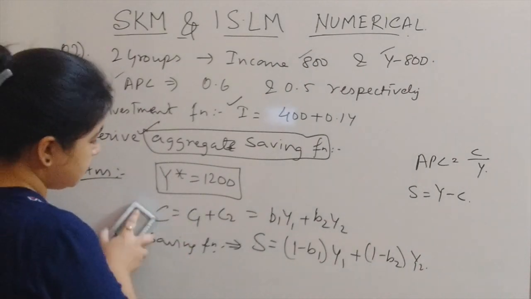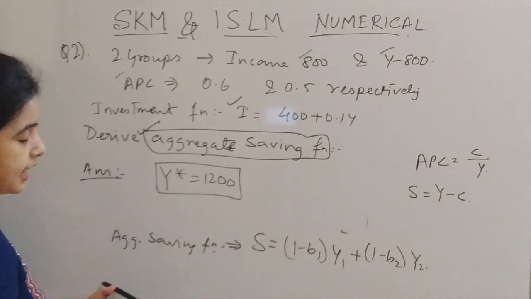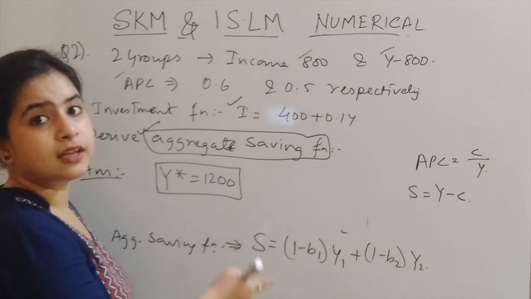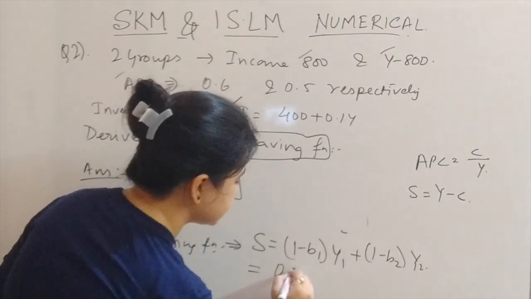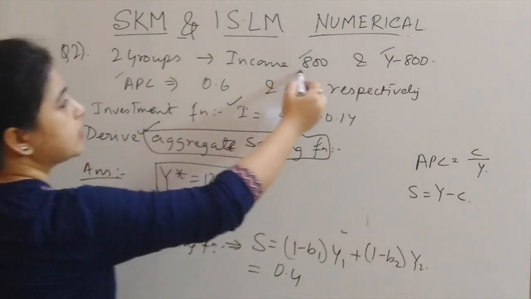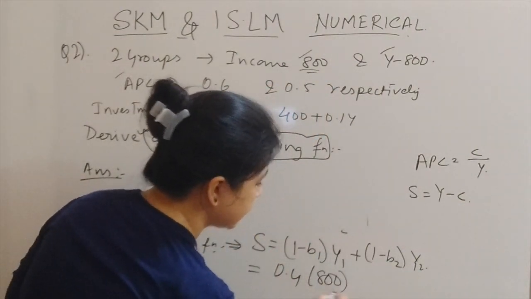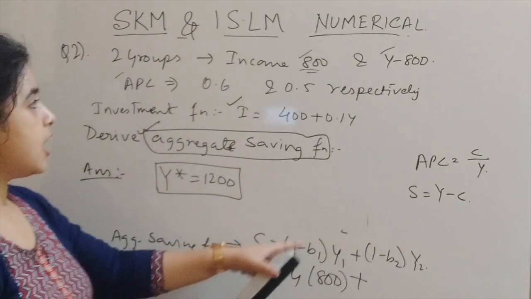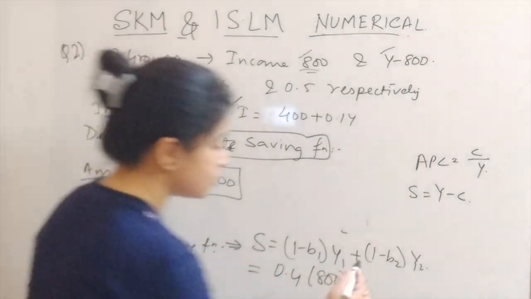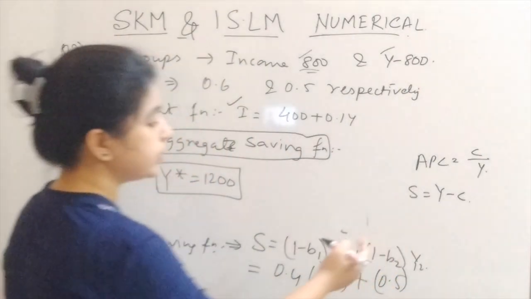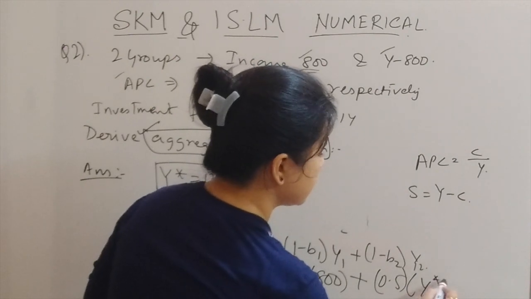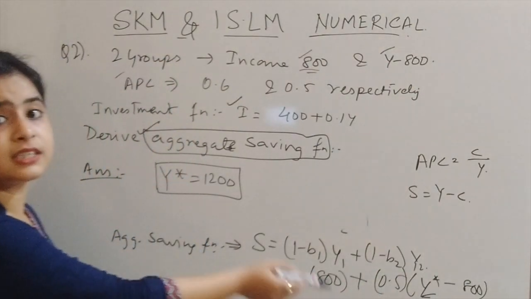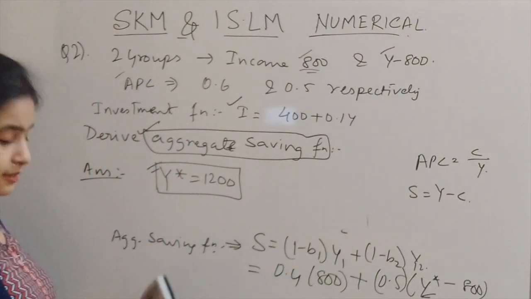So I'm erasing this and here, the value of B1 is 0.6 and 1 minus that is 0.4. What was Y1? Y1 is 800. Let's substitute as it is, that is 800, and plus, again this is 0.5, so this remains 0.5. And what is Y2? Y2 is Y star minus 800. Here we need to substitute the value of this Y star that we obtained.